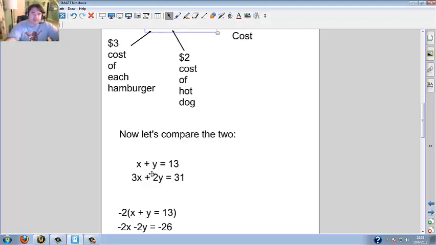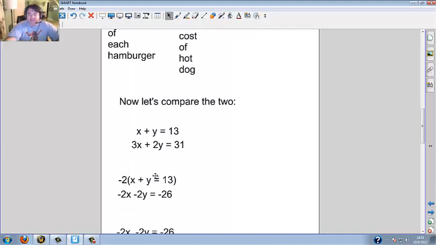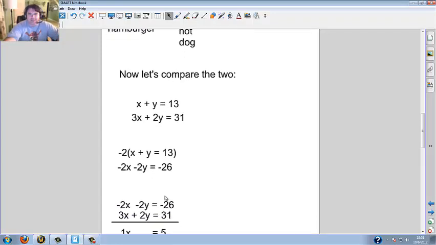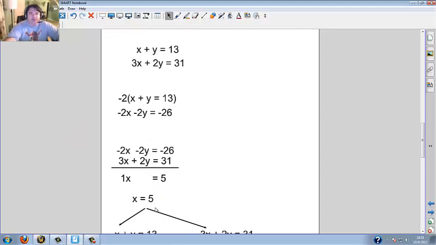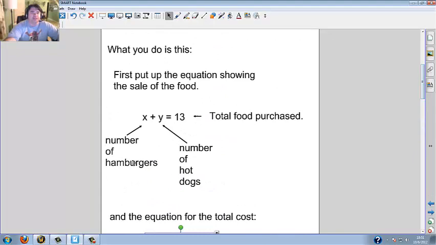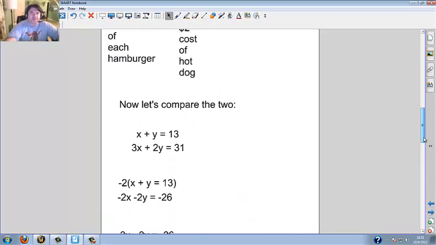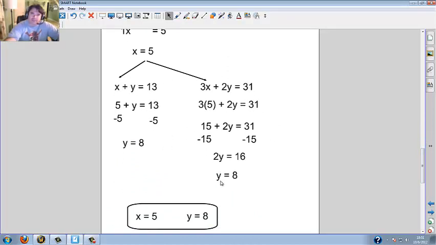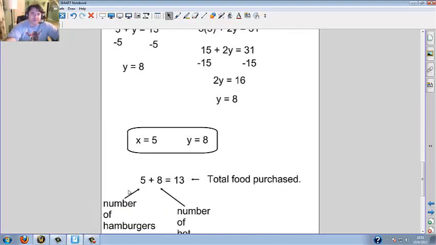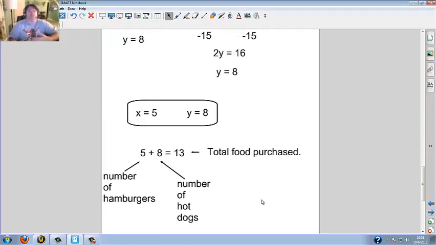Well, I went ahead and said, I'll just make this y into negative 2y, so I caused that canceling out. All right. So times by negative 2 to both these, all three of these guys, makes negative 2x minus 2y equals negative 26. Stack them. These cancel. 1x equals 5, so it seems like my x, which was hamburgers, equals 5. Well, all right. I plug the 5 into either one. This is probably a lot easier, but you can do it to either one. I get y equals 8. So it seems like I sold 5 hamburgers and 8 hot dogs, so I know what to replenish with.